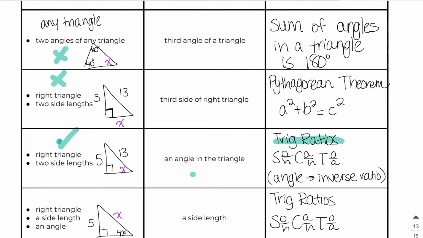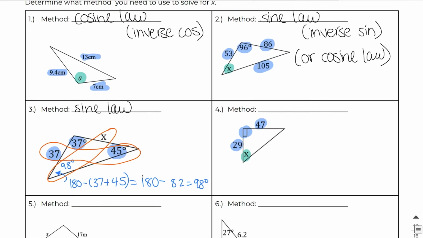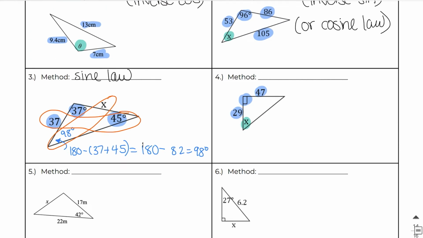So we're going to use our trig ratios. But because we're trying to find an angle, we are going to do inverse trig ratios. So here I'm just going to write down SOHCAHTOA, but we're going to do an inverse one.